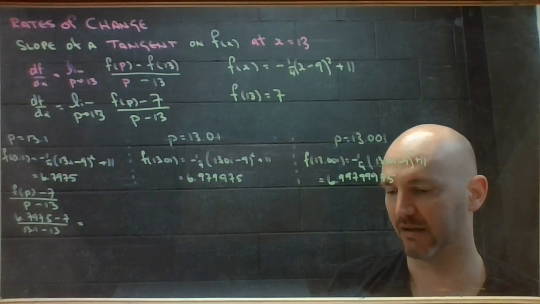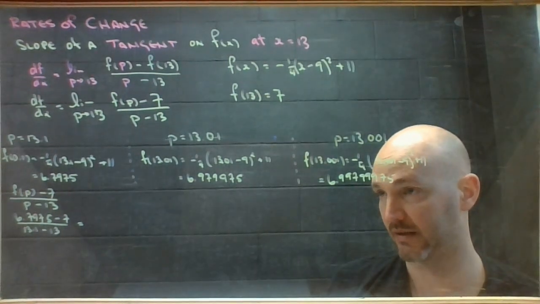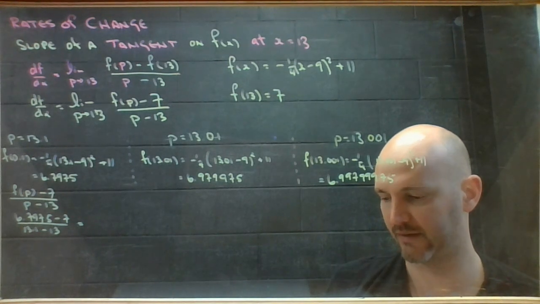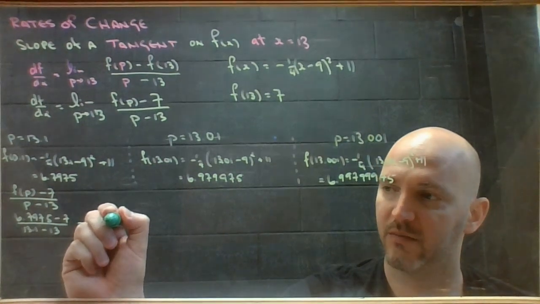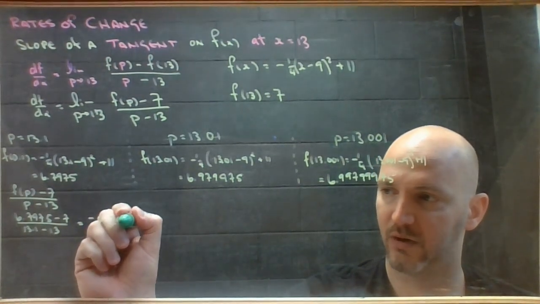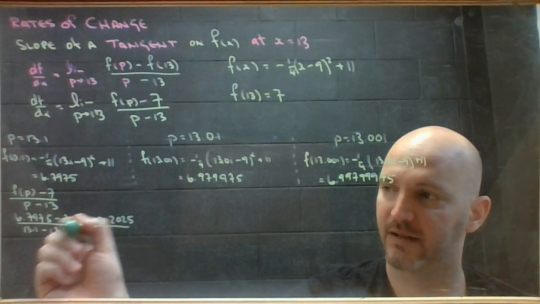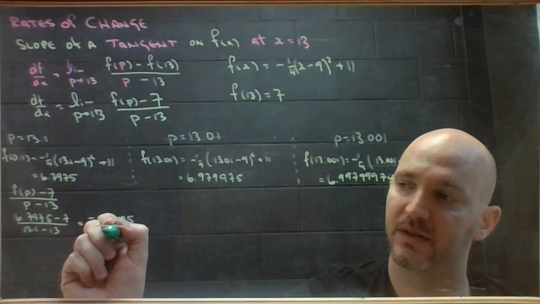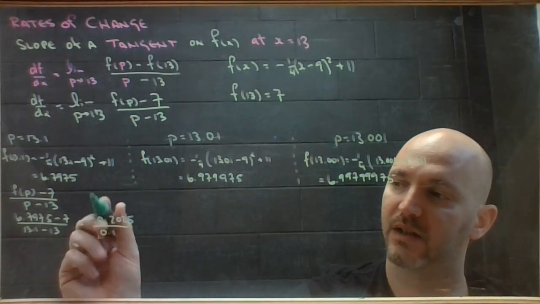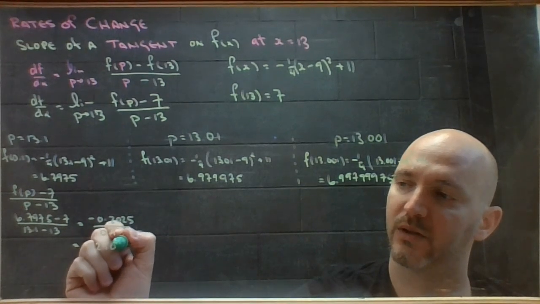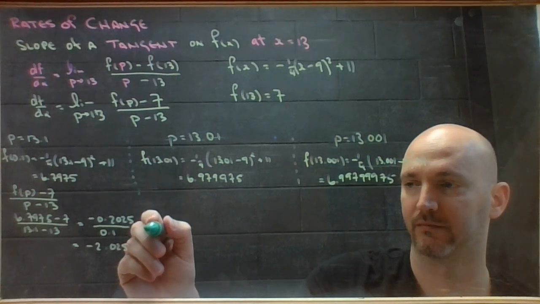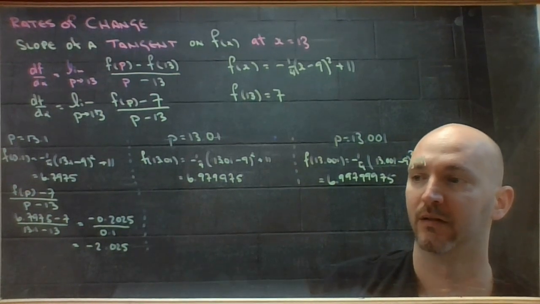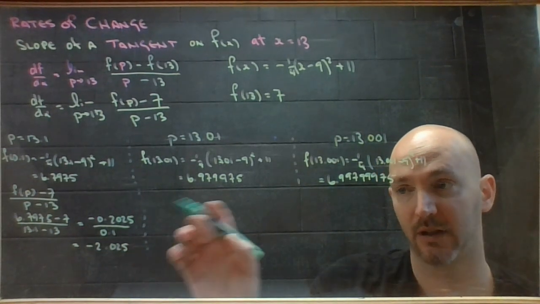It's going to give me on top 6.7975 subtract 7 is negative 0.2025, divided by 13.1 minus 13 is 0.1, which gives me a grand total of negative 2.025. One down. On to the next one.